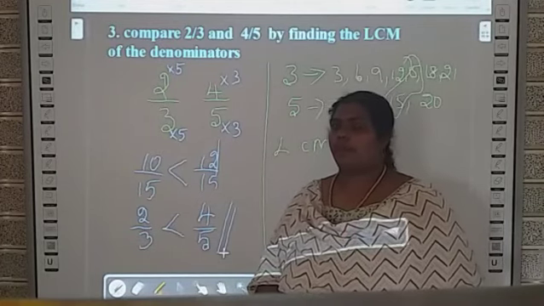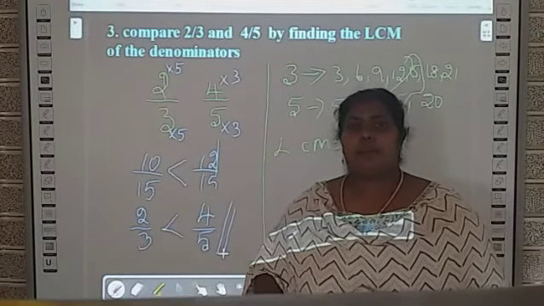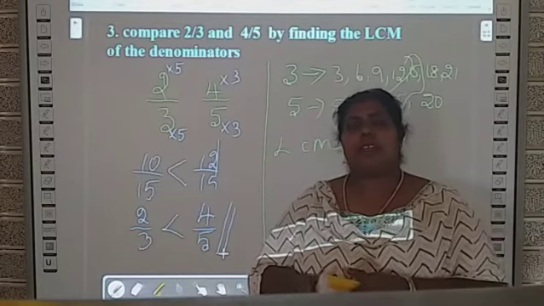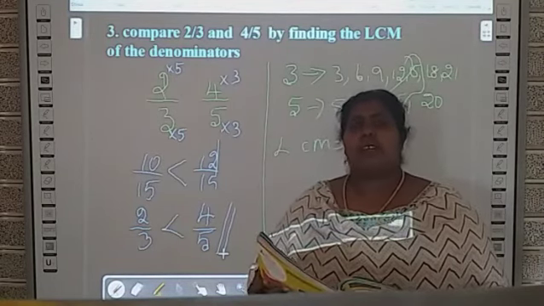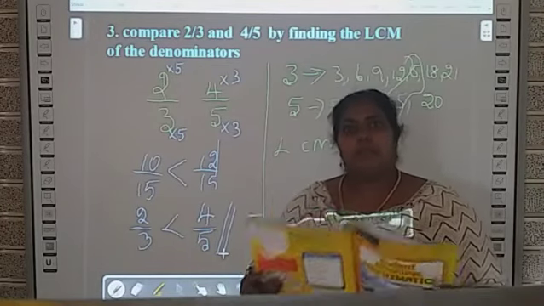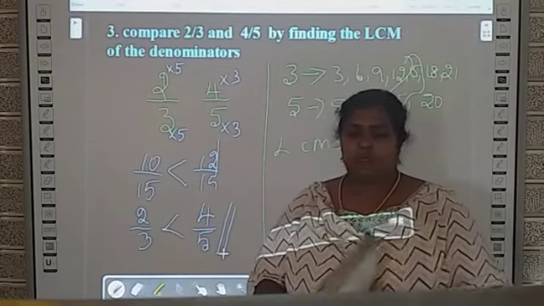Now do you understand? I hope you know now how to compare fractions using these methods. Three methods, right? Finding an equivalent fraction, then cross multiplication, then finding the LCM of the denominators.